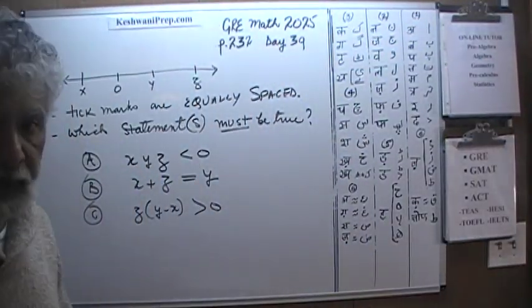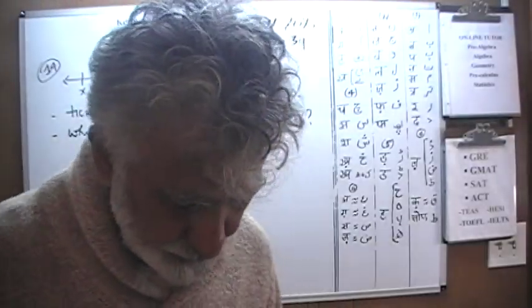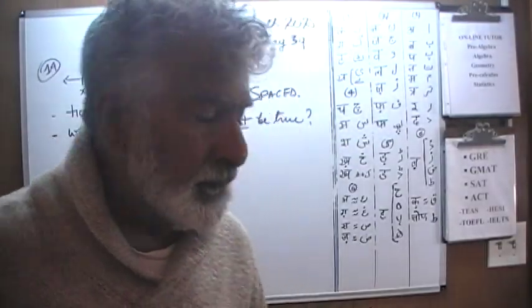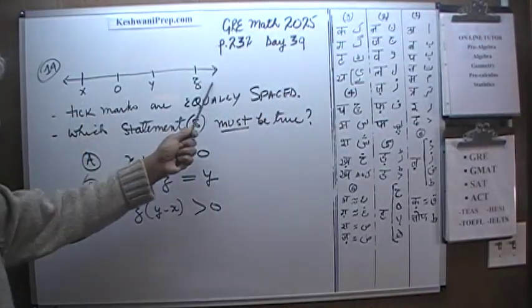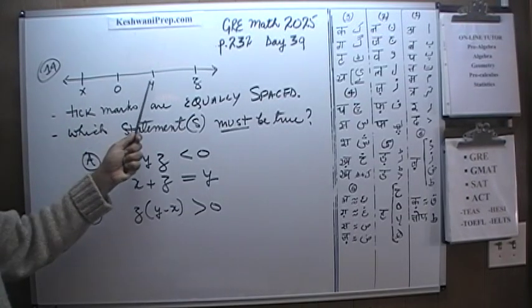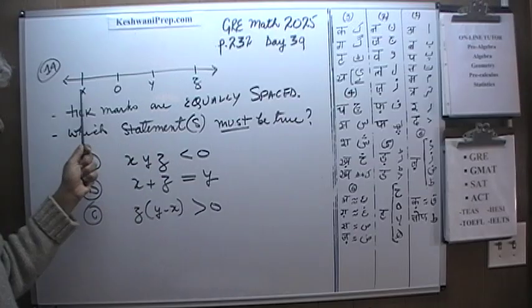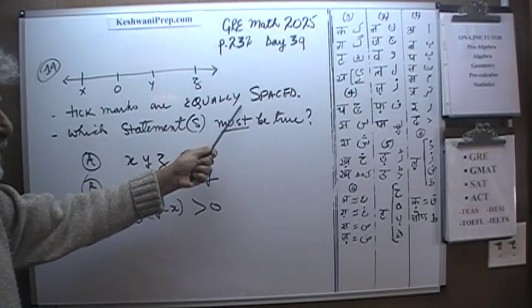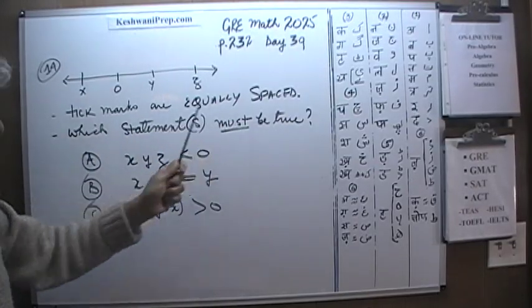We did problem number 13 yesterday. Let's take a look at number 14. It's a very straightforward, simple problem. We're given a line segment that looks something like this. There are 4 tick marks: X, 0, Y, and Z. And we are told that these tick marks are equally spaced. That's very important. They're equally spaced.